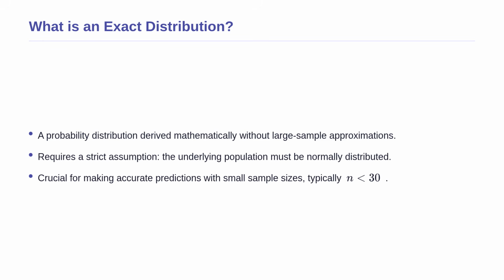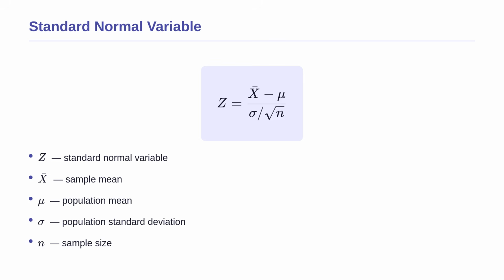The entire population from which we draw our sample must follow a normal distribution, meaning it must look like a perfectly symmetrical bell curve. When this assumption is met, we can make perfectly accurate predictions, even if we only have 5 or 10 observations. This strict requirement leads us to our first key mathematical model.